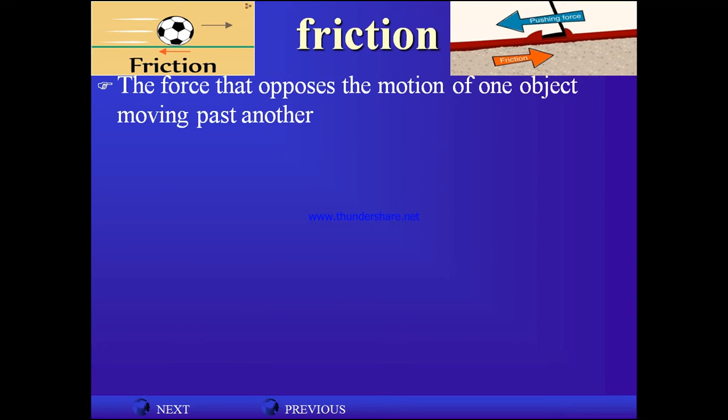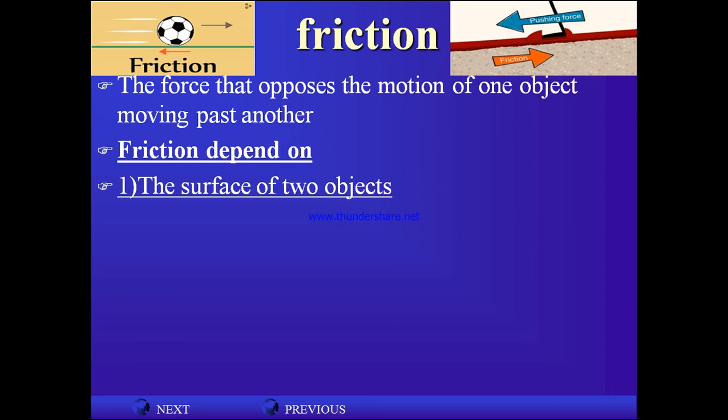Friction. The force that opposes the motion of one object moving past another. So you will find the direction of the pull on the right, and you will find the friction on the left. So this is the opposite direction. And also here, the pushing force and the friction are in opposite directions.